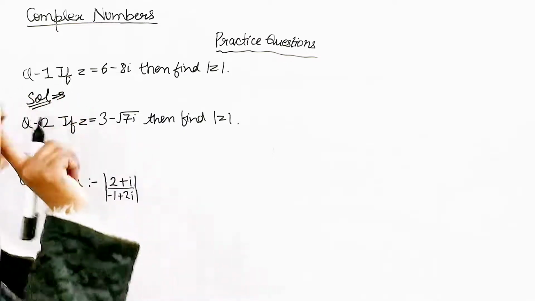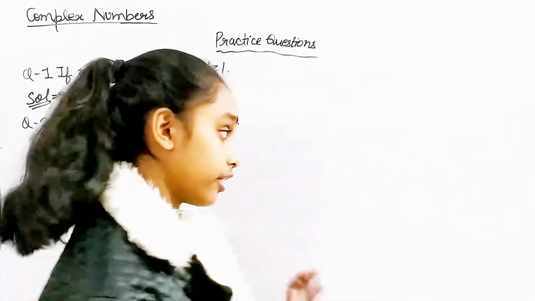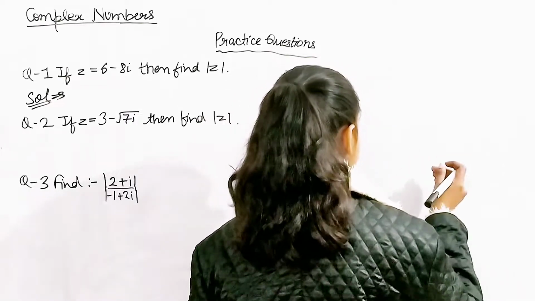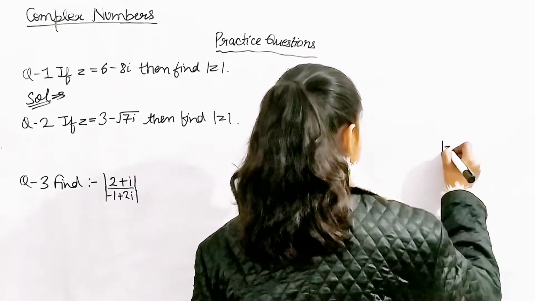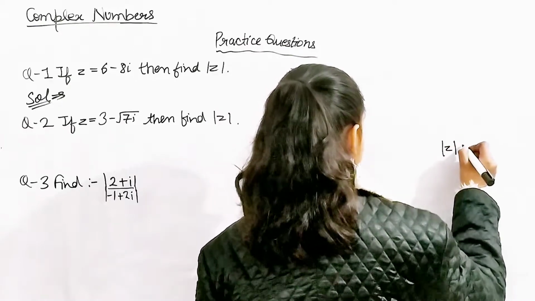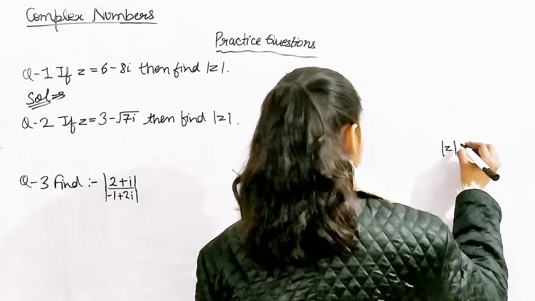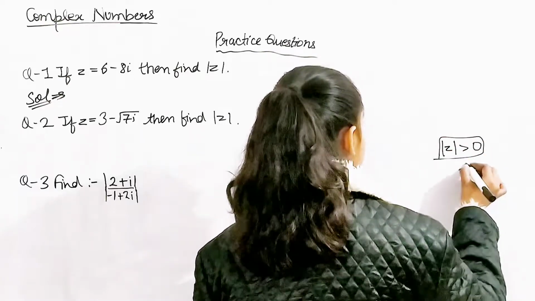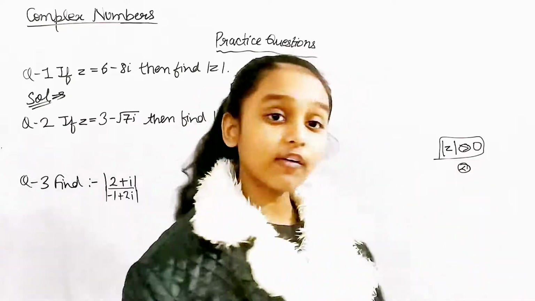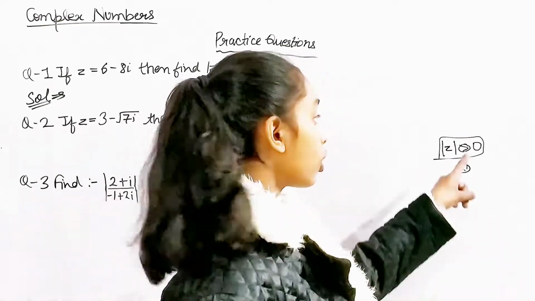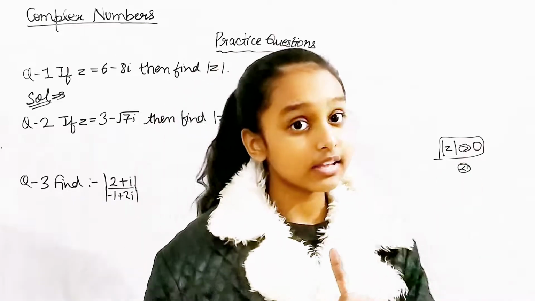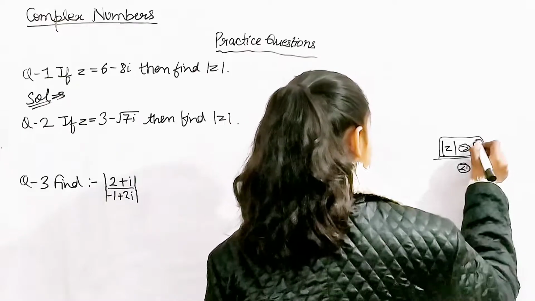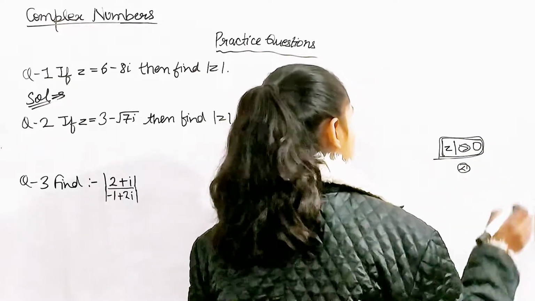Do you remember what I did in the last video? I took an example to show that this mod z is greater than 0. Greater or smaller? Of course, I said that it's going to be greater, but there are some cases in which mod z is not greater than 0.